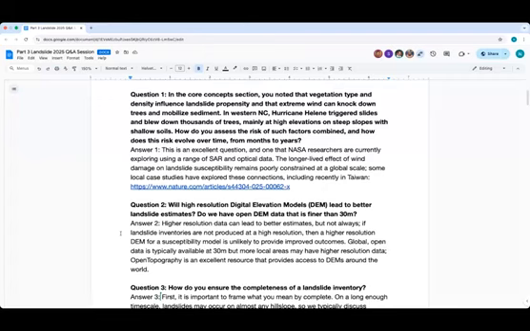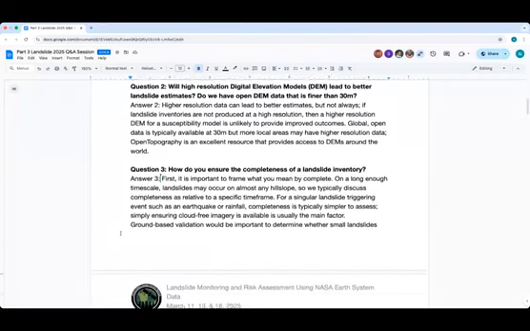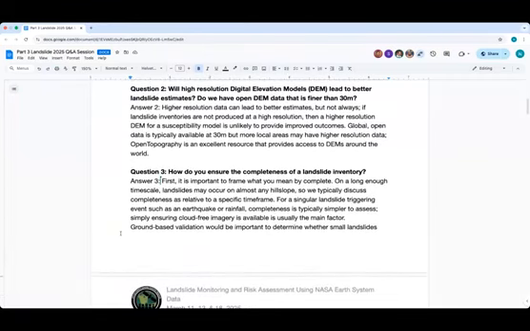Okay, wonderful. Question number 2. Will high-resolution digital elevation models lead to better landslide estimates? Do we have open digital elevation model data that is finer than 30 meters?